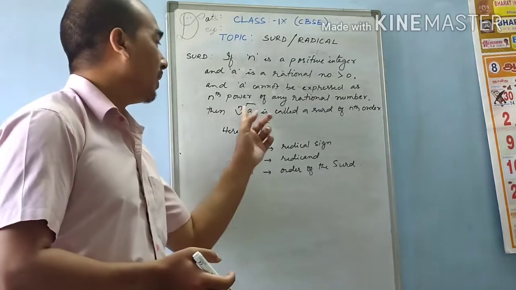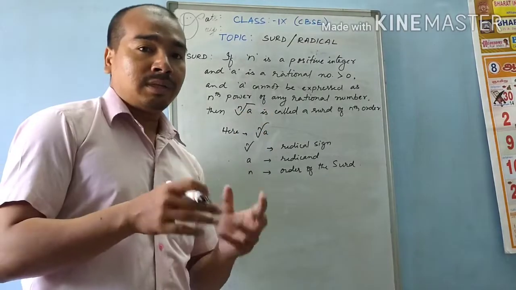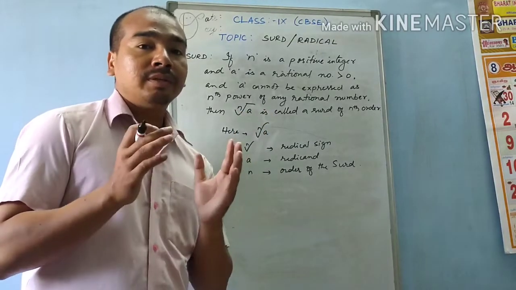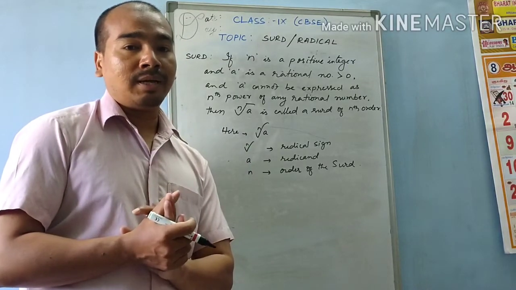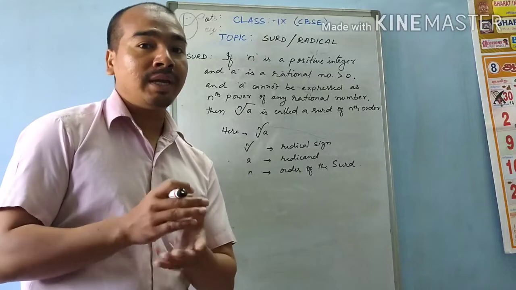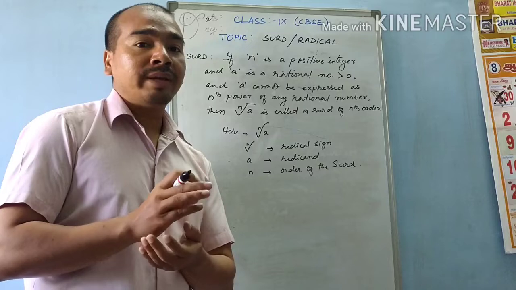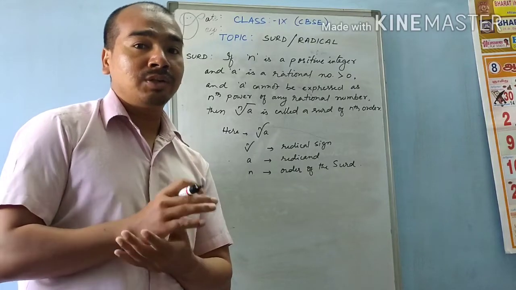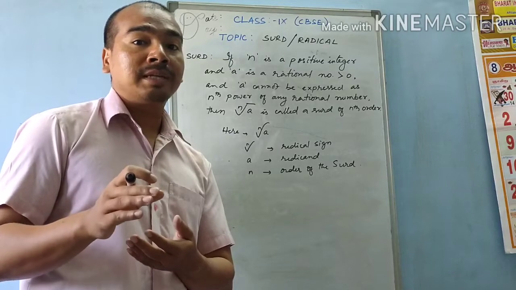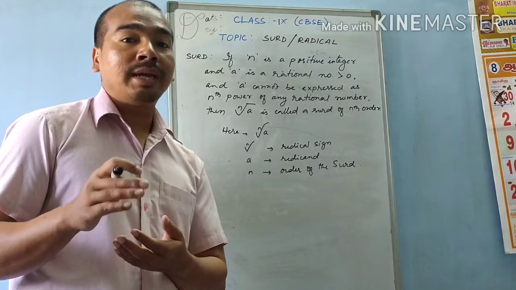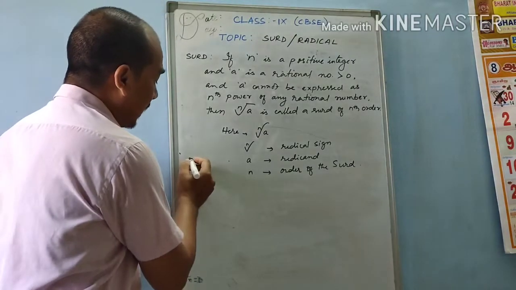Okay, order is nothing but this number, order. So now let me explain. N is any positive integer and there is another number a, a rational number, but the condition on a is it should be greater than 0, and also a cannot be expressed as the nth power of any rational number.